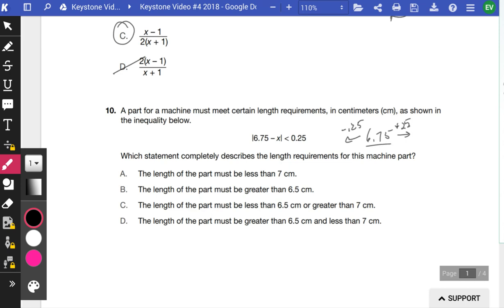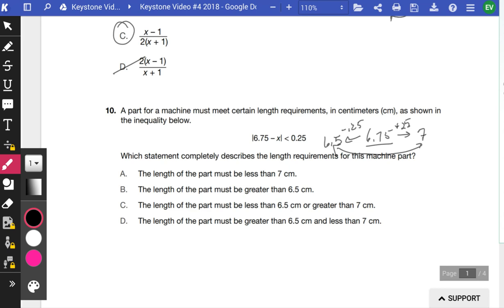So we're going to take 6.75 and add 0.25, so we get 7. We're going to subtract 0.25, so we get 6.5. So what this means is that our part has to be between those two end values. So A, the length of the part must be less than 7 centimeters. Well, yes, but not quite. It must be greater than 6.5 centimeters. Again, yes, but not quite. That's not the whole picture.